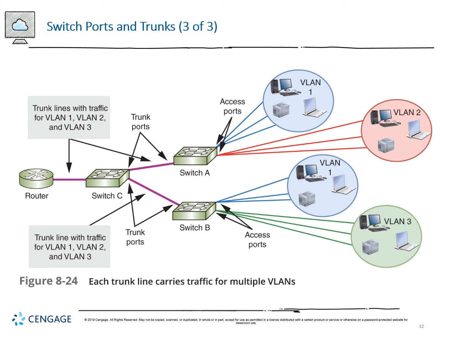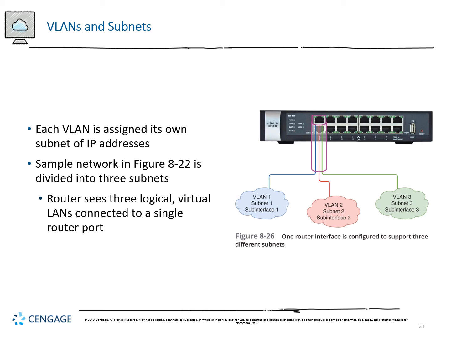So here we can see how the trunk lines are laid out in purple, going between the router and switches. And then we can see the access ports for each individual VLAN, allowing traffic to pass from one to the other. Now each VLAN is assigned its own subnet of IP addresses. We see in figure 826 the router interface configured to support all 3 subnets. If you look back to figure 822, you will see the 3 subnets divided, and at this point we can understand that the router is actually going to see 3 logical virtual LANs, so a logical representation of a physical connection hooked up to a single router port.